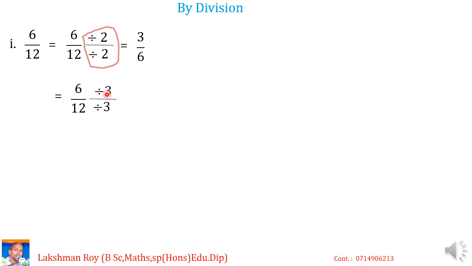See, 6 divided by 3 and 12 divided by 3. You can see the same number 3, right? So don't worry, same number 3. Now you can find the answer. 6 divided by 3, so how many 3's are in 6? That is 2. Answer numerator 2. 12 divided by 3, that is 4, right? So this is another equivalent fraction. So by the division method we found two equivalent fractions. Here we divided by 2 and 3. So can we try number 4?